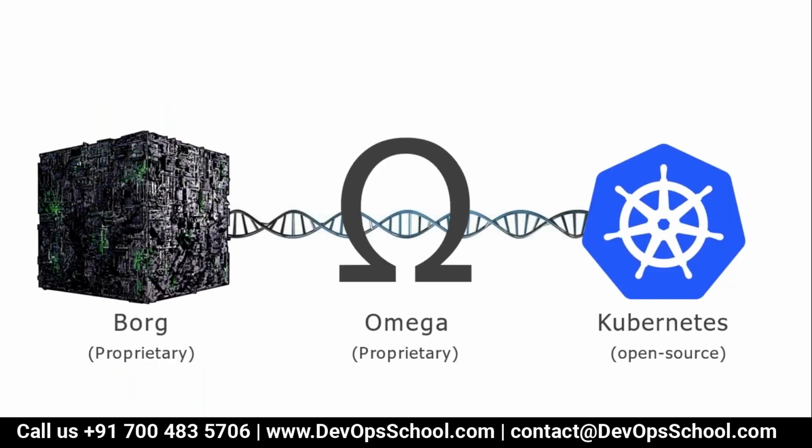Now the second question is, where did it come from? If you look at this image here, we have Borg, which is a proprietary product of Google, and we have Omega also, which is again a proprietary product of Google. Now the question is, what are Borg and Omega? This is another discussion, but in a short way, I must tell you here.